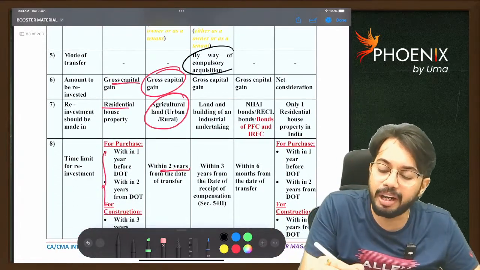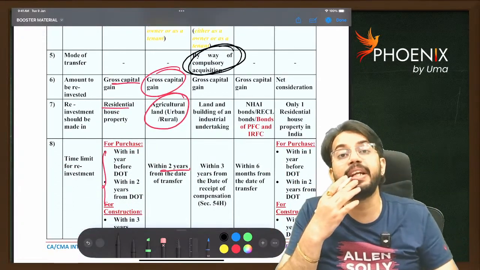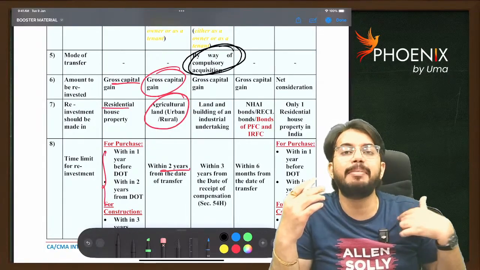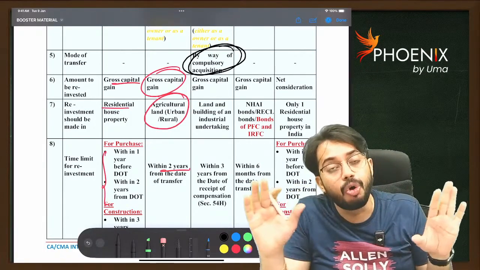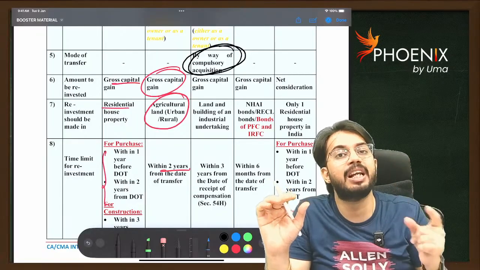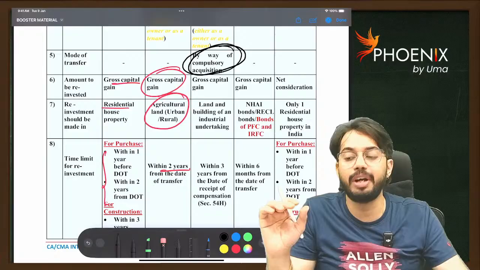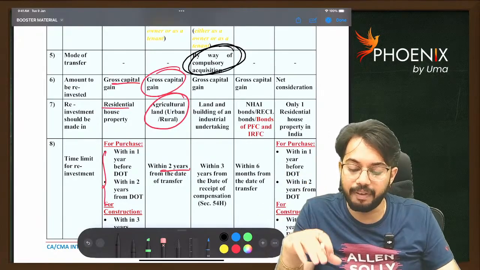Very, very important. Mode of transfer: compulsory acquisition. I sold land of industrial undertaking. Can I claim exemption under 54D? No. Only if land or building of industrial undertaking is compulsorily acquired by government, then only exemption under 54D is available, otherwise not available.